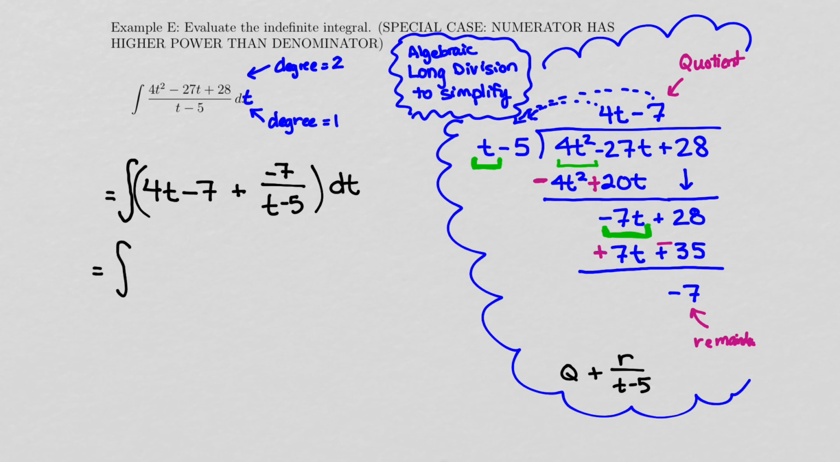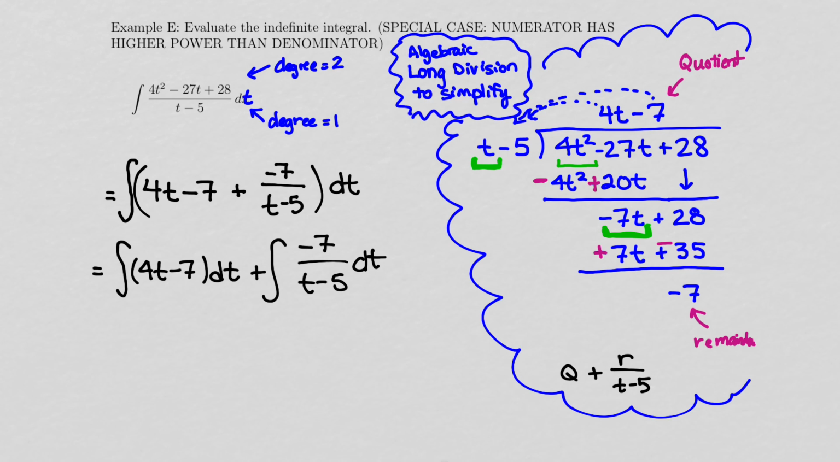Now we can separate, right? So I've got 4t minus 7 being my first integral. But then I have negative 7 over t minus 5. Do I have to do anything? I don't have to do anything further. I can just go straight through and integrate. So beautiful, isn't it? Sometimes they'll get nastier, but the cool thing is you have your process. Degree bigger on top, we use algebraic long division to simplify it down. And then if we have to go farther, we go farther.